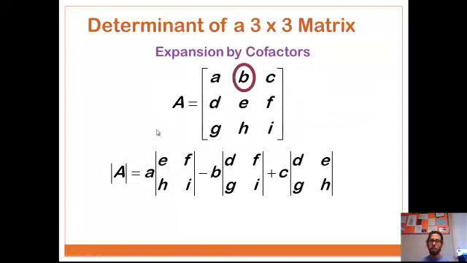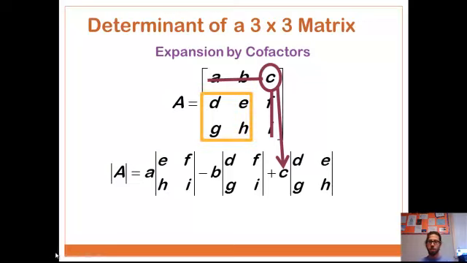Now we move to the second term, B. Well, I'm going to do the same thing. I'm going to cross out the row and the column that it's in, and that leaves me with the matrix D, F, G, I, which you can see clearly right here. And lastly, we do C up here. I'm going to cross out the row and the column that it's in, and that leaves us with this matrix, which you can see is what we're going to multiply C by.